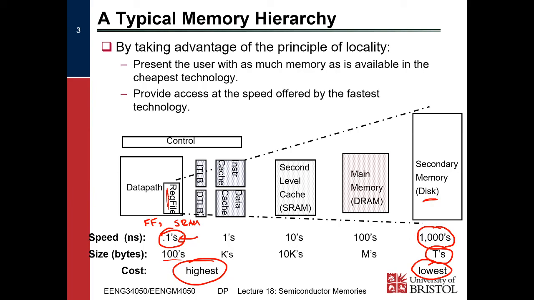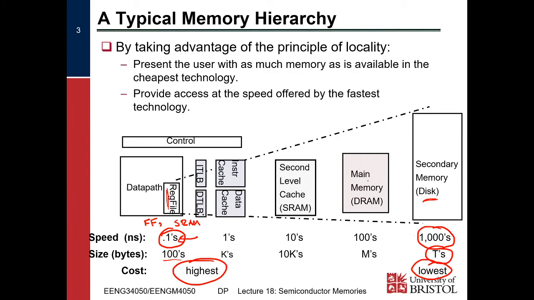So what we do is we create something called a memory hierarchy, where we say we'll have a small amount of really fast memory, a large amount of really slow memory, and then a lot of different layers in between, which are progressively slower, bigger, and less costly, right?